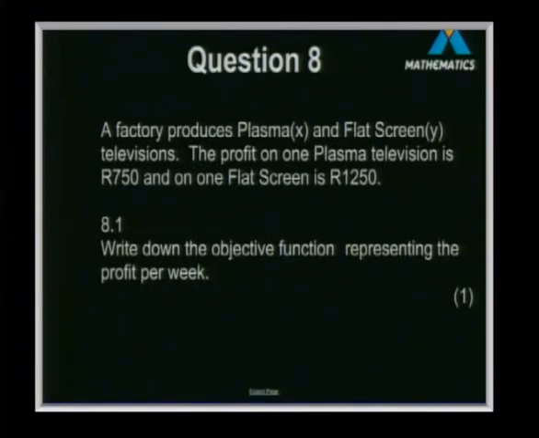Well, let's write down our profit. Profit would be equal to how many x's? What's our profit on x? 750. So for every x we make, we get 750 bucks. And for every flat screen we make, we get 1,250. There we go. 1 mark. Fantastic. How is this going to help us if we have to do an optimization on a model? Let me show you.